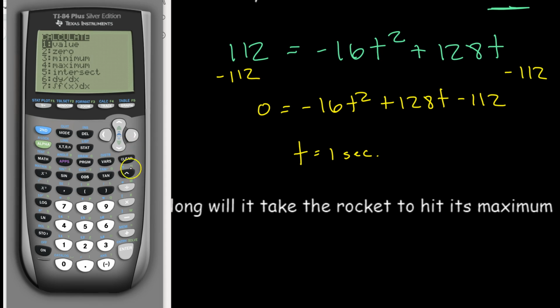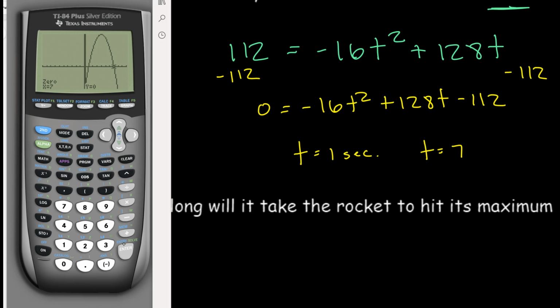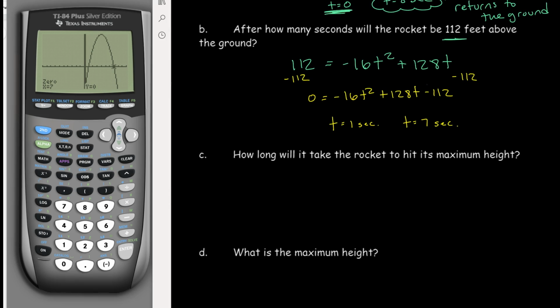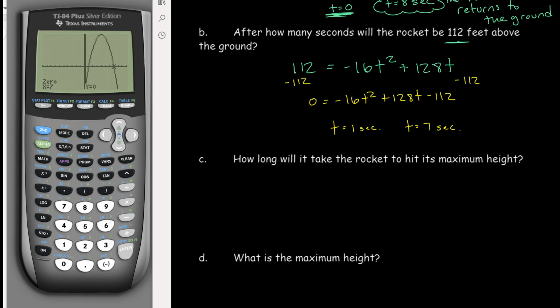Then I'm going to find the second 0. So I'm going to get to the left of the second x-intercept. The first x-intercept was just 1. The second one we're finding right now. So I get to the left of it, press enter. Get to the right of it, press enter, and then get right on it and press enter. And then our second time is 7 seconds. So it reaches a height of 112 at 2 places. 1 second and 7 seconds.